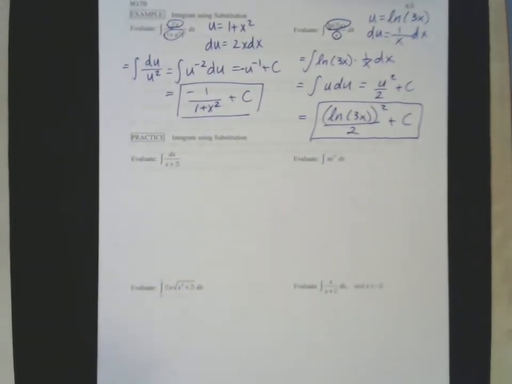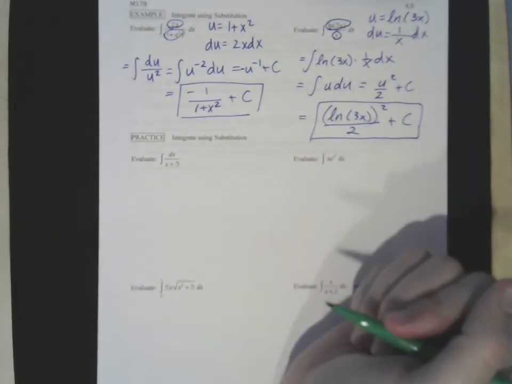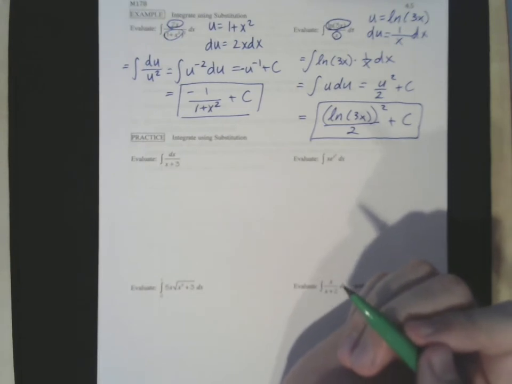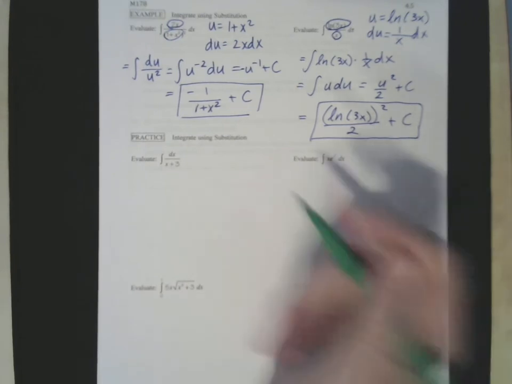So the next 4 are practice problems. I recommend that you pause the video and try these out yourself and see how you do. Start by picking your u. Make sure your du is there. If you pick a u and your du is not in the integral, you've picked the wrong function, or perhaps you just haven't picked enough of the function. So I'm going to go through these now. If you haven't done them, please pause the video and try them out yourself first.